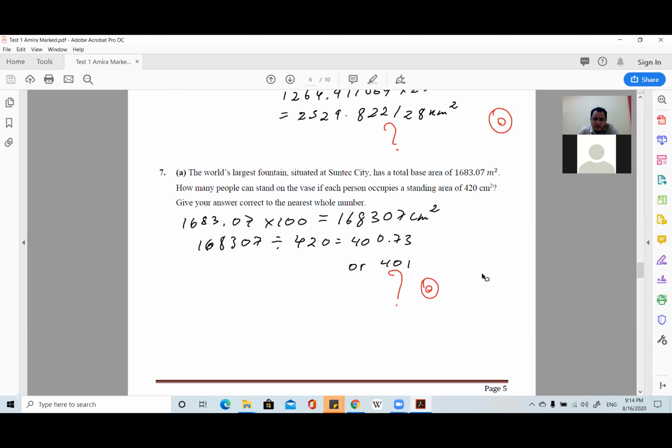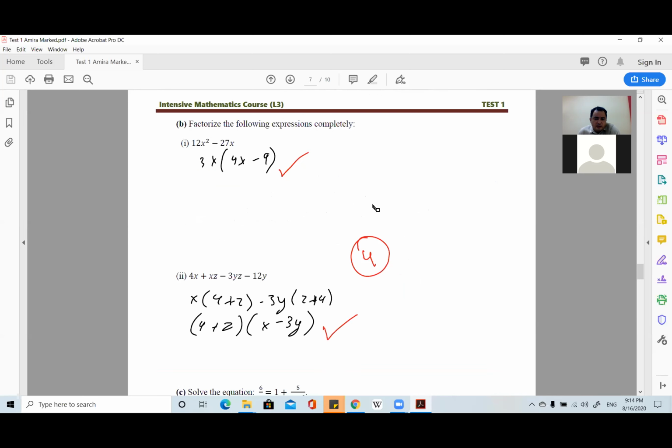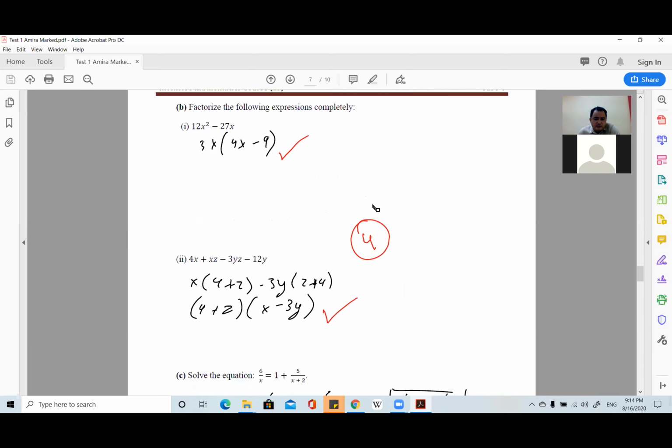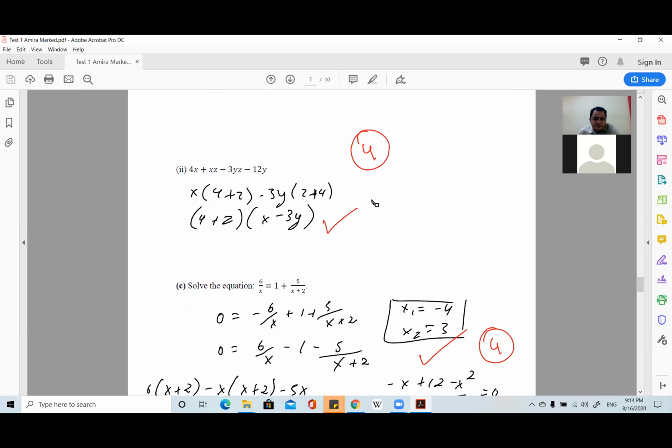Here it is area, not length. You just multiply by 100, right? So here 1 meter squared means 100 centimeters squared, that is 10,000 square centimeters. 1 meter squared equals 10,000 centimeter squared. That was your mistake, and the rest, I think, you had no problem.